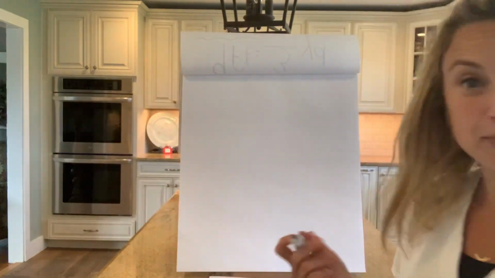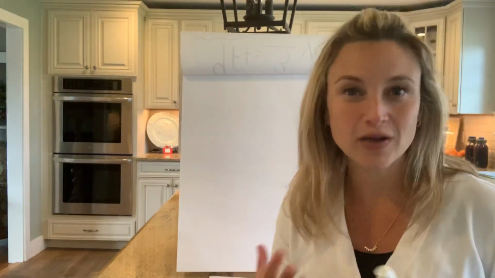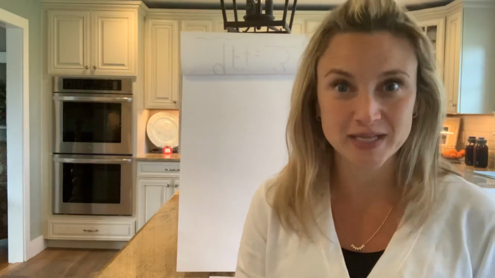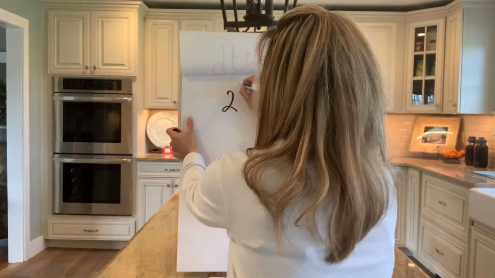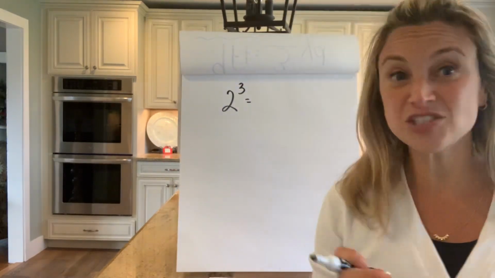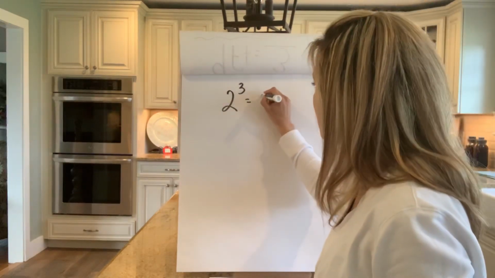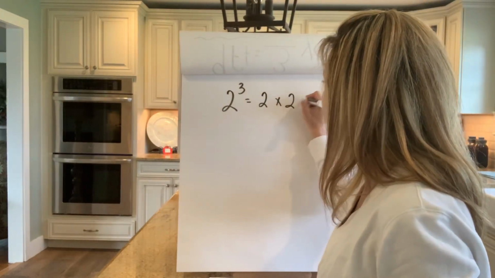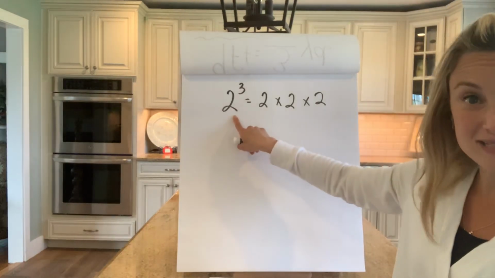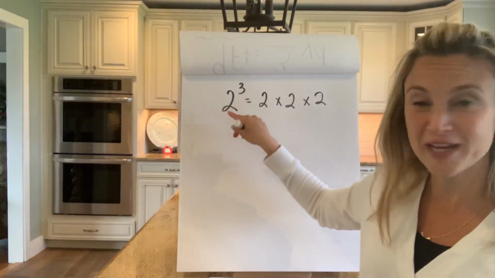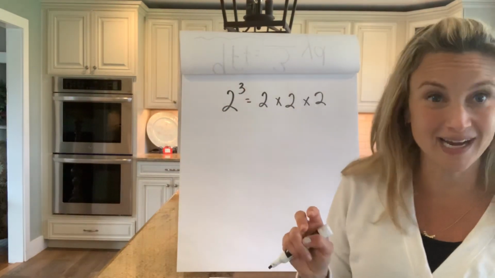So let's do a few examples together. This will work with any number, but sometimes I think just starting simple or working with simple numbers is all we really need to understand a concept. So if I have 2 to the 3rd power, and I asked you to write an expression for this, it would be 2 times 2 times 2. The 2 was my base, my exponent is 3, and that 3 is telling me to multiply that base 2 by itself 3 times.